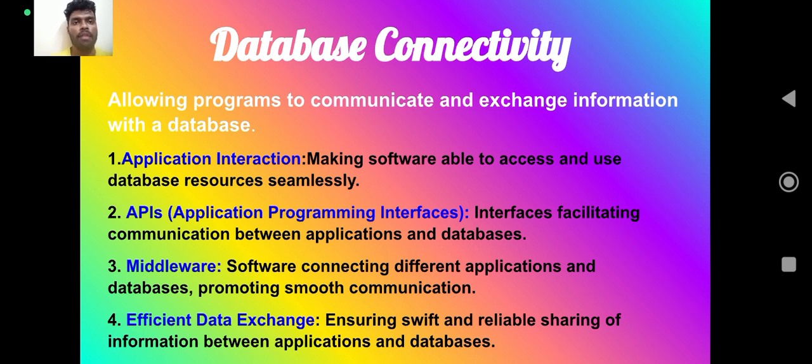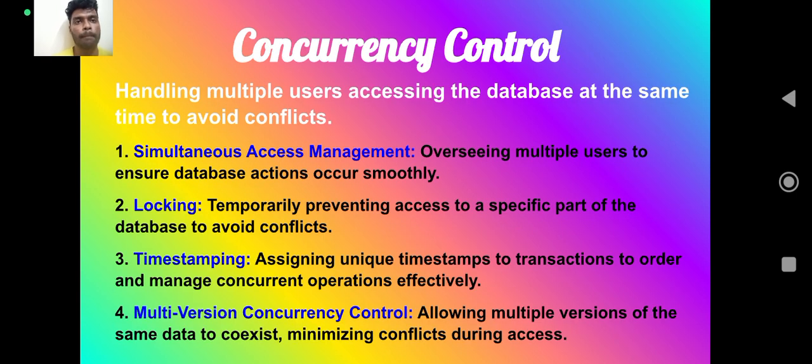And middleware is software connecting different applications and databases, promoting smooth communication, efficient data exchange, and ensuring swift and reliable sharing of information between the application and database. And concurrency control is nothing but allowing multiple access to the database from multiple users. Simultaneous access management oversees multiple users to ensure database actions occur smoothly.